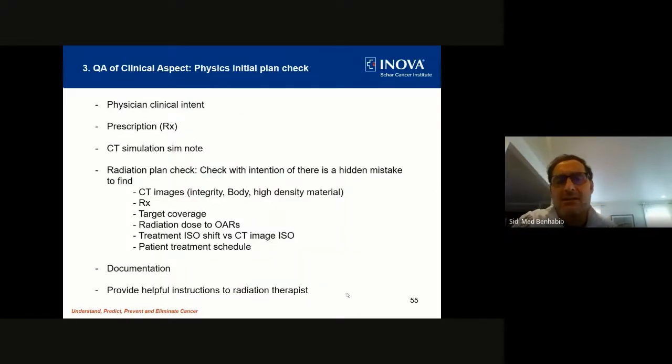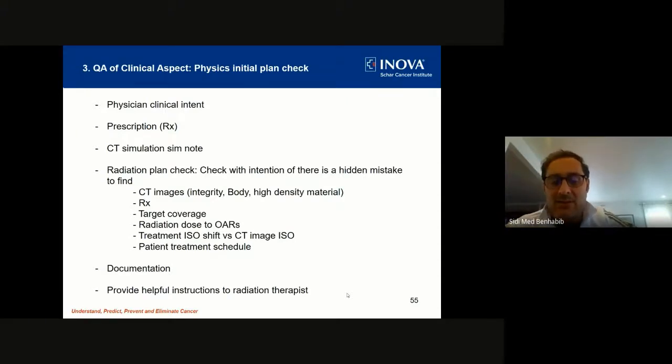So for the initial chart check, each patient chart goes through a list of initial chart checks. In the clinic, we have ARIA, so we use a lot of encounters. It all starts with the physician clinical intent. It is a document dropped by the physician, and the physician checks all the things that we're going to do for the patient. For example, this is a prostate VMAT case, and this is the dose. That's the document we always open first, and then we go through a list of checks. We check the prescription, the CT simulation note, the images, and then we check the treatment integrity. We open the treatment planning system and go through the plan in detail.